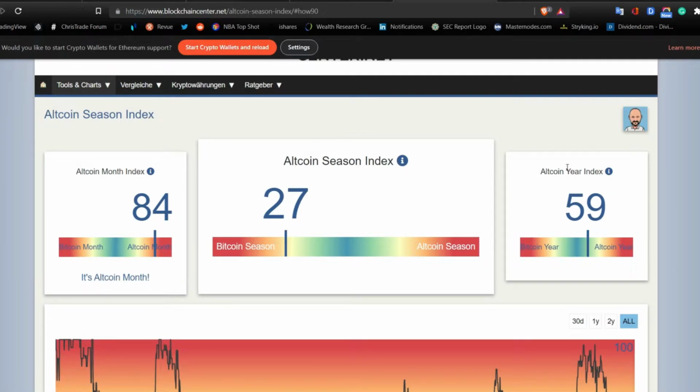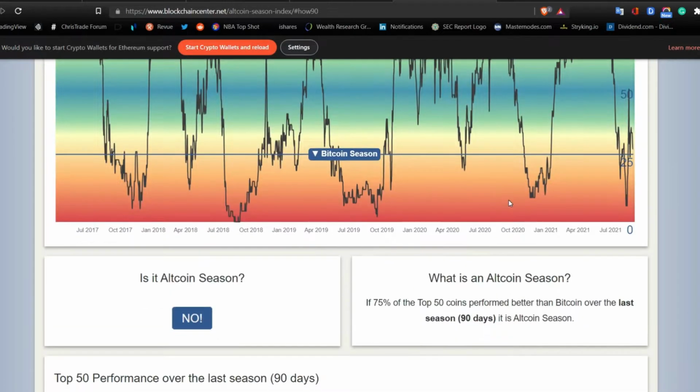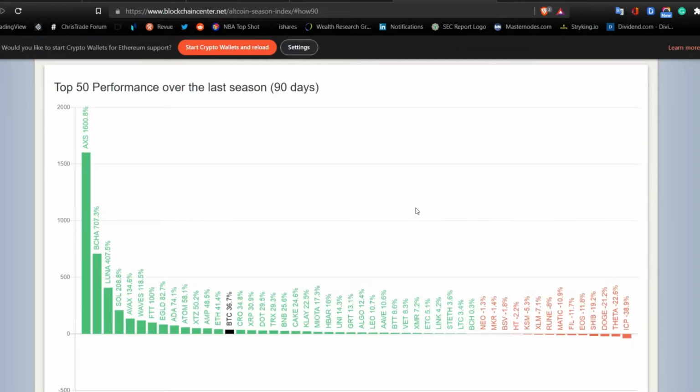And then we are in the altcoin year index, so we are leaning towards altcoin year. We carry on going down, and I thought this was quite interesting. There's AVAX, and it's been a top 50 performer over the last 90 days, doing about 134%.